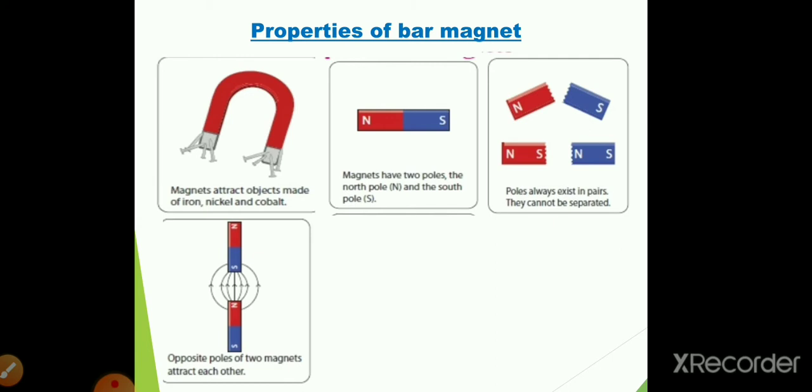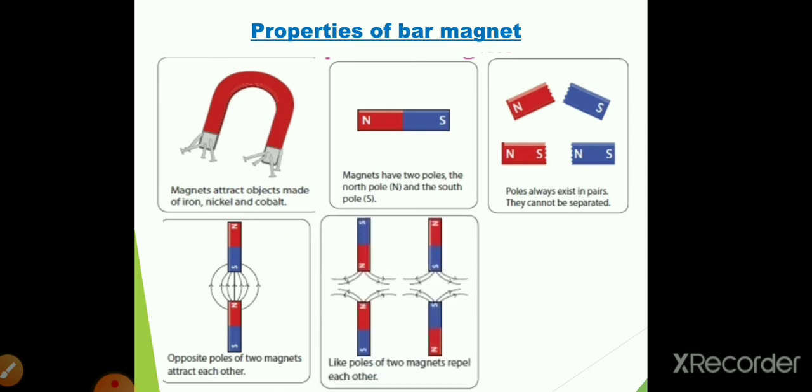Next, the fourth property is that opposite poles of two magnets attract each other. That means unlike poles attract each other, and like poles of two magnets repel each other. Like poles mean north and north, or south and south. You can see in the picture that north and north repel, south and south repel each other, but north and south, which are unlike poles, attract each other. So there is a force of repulsion and attraction. This is a property of a bar magnet.